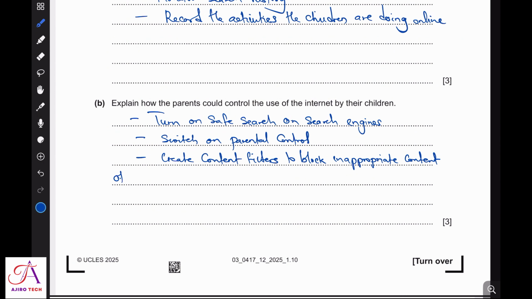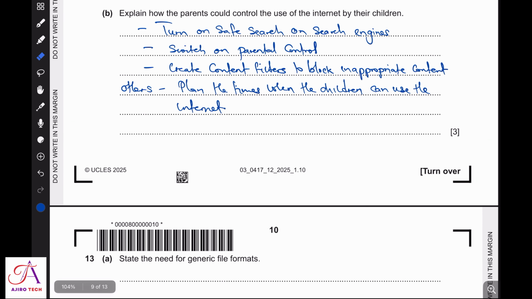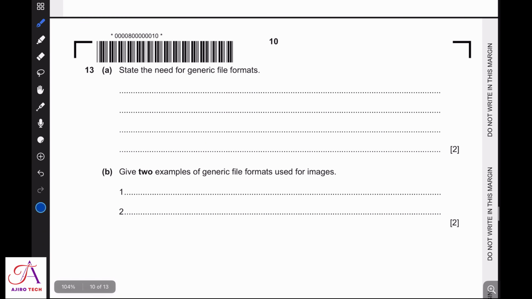This is not out of place to talk about, but you could actually plan the times when the children can use the internet. Okay? I think I didn't spell the internet. Let me do that. Use the internet. And that's why I always speak as I'm writing.